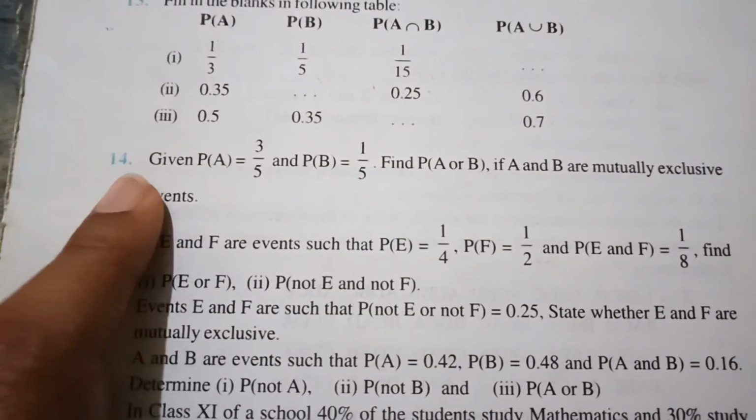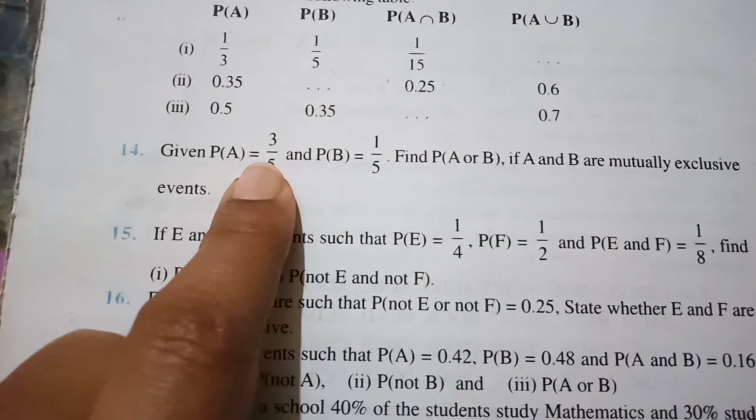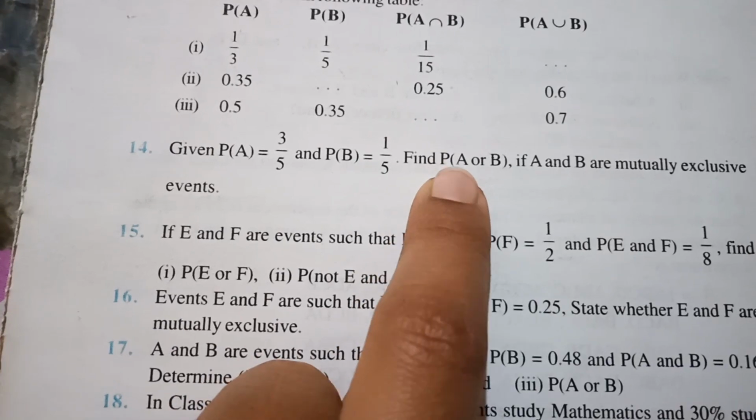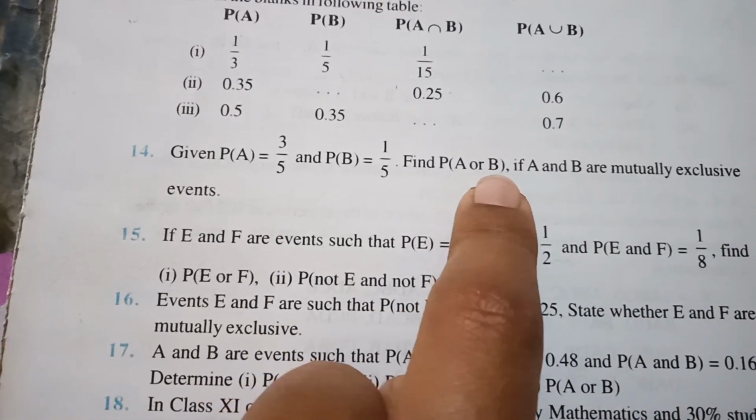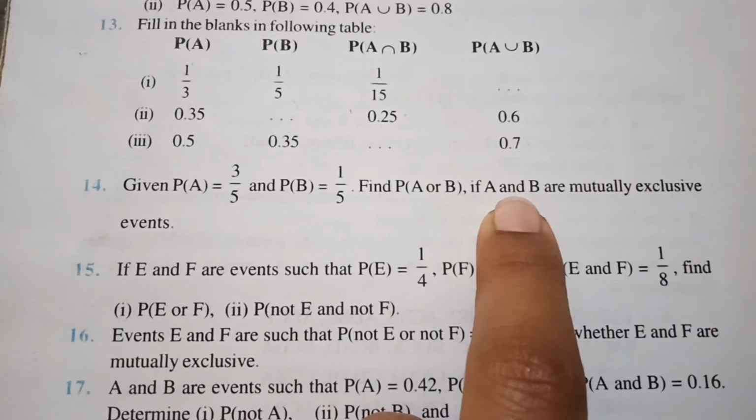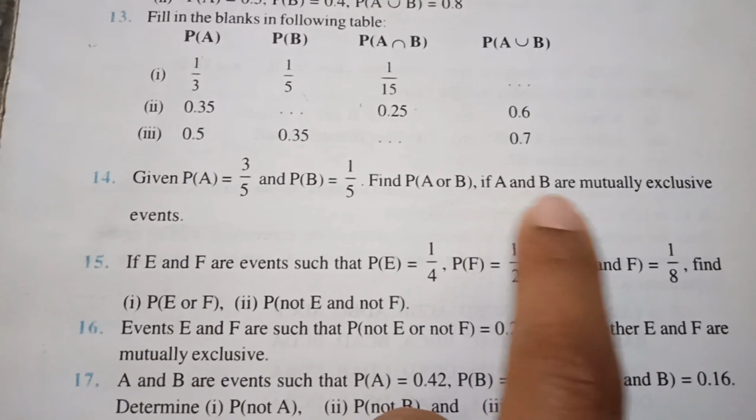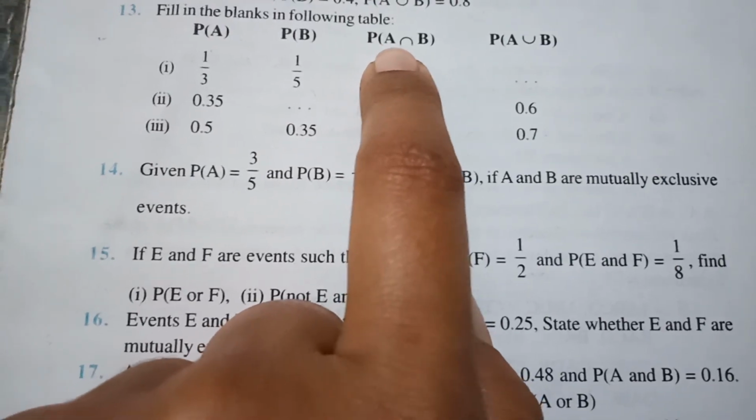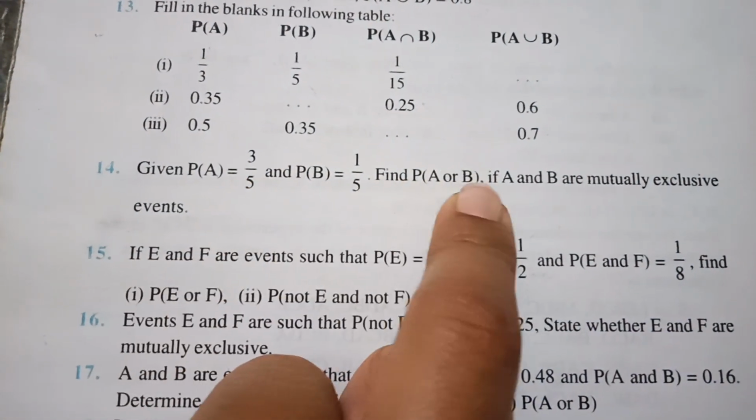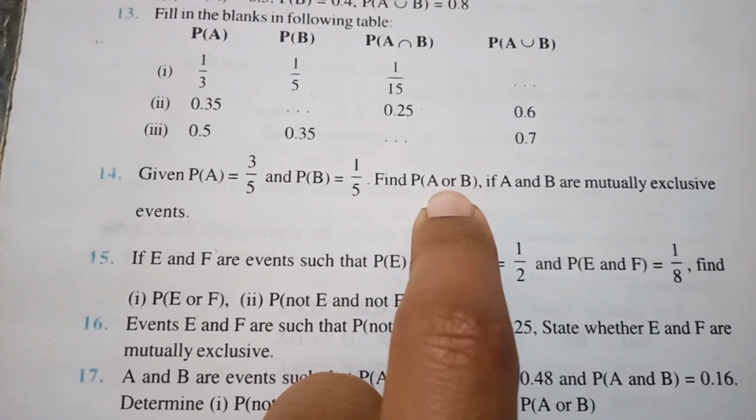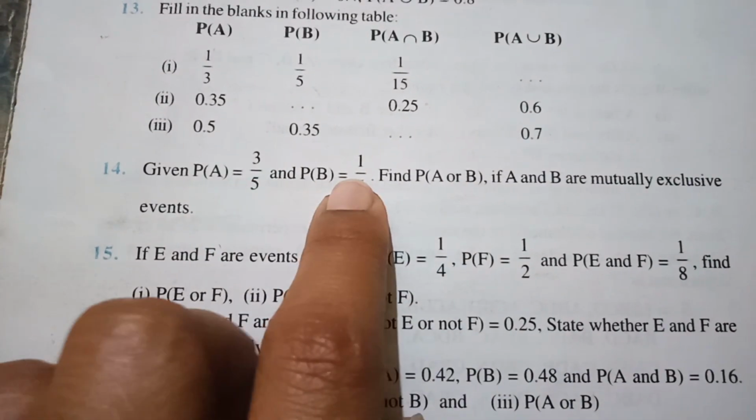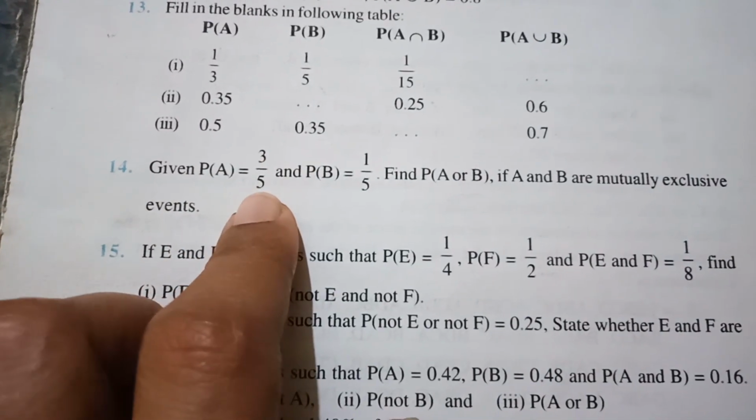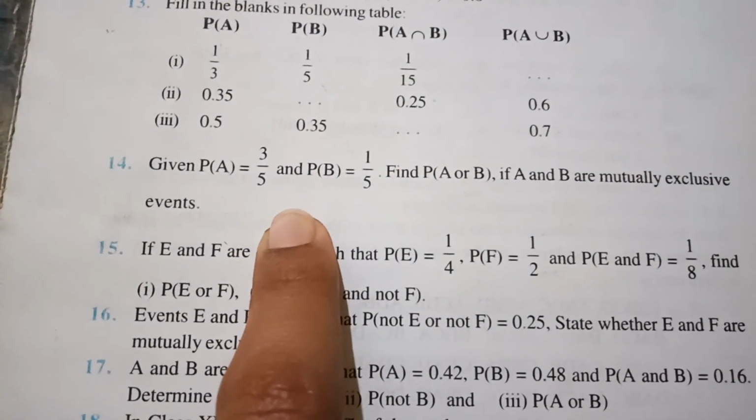Coming to question number 14. P of A equals 3 by 5, P of B equals 1 by 5. We have to find P of A or B, that means A union B. Now there is a condition given: A and B are mutually exclusive events. That means P of A intersection B equals 0. So P of A union B will be this plus this, that means 3 by 5 plus 1 by 5. So it's 4 by 5, and that is the answer.